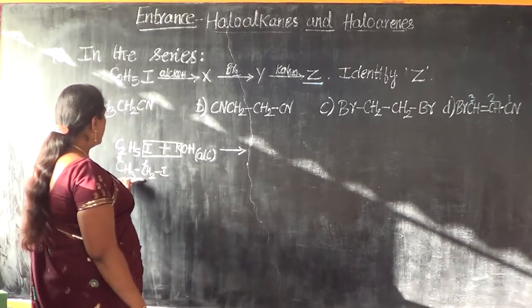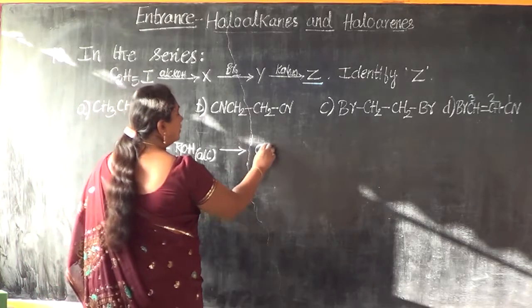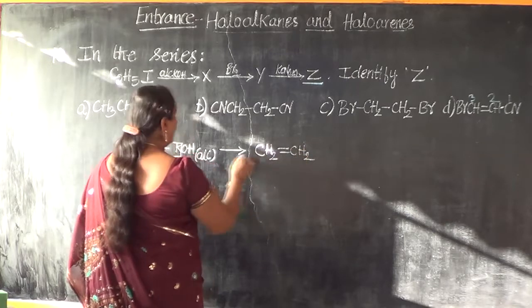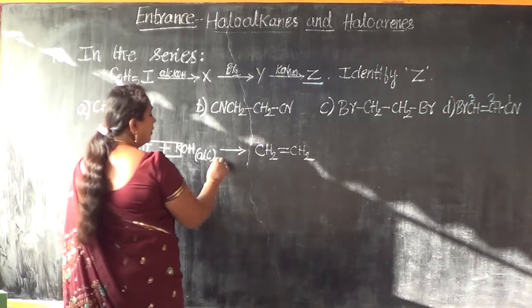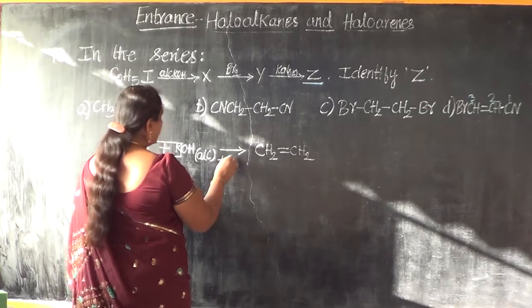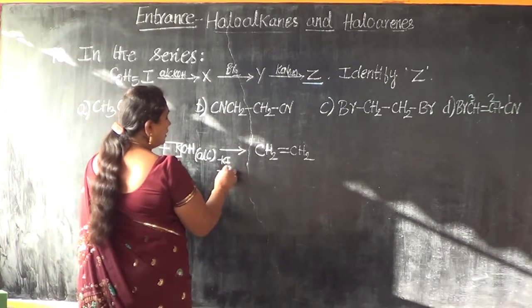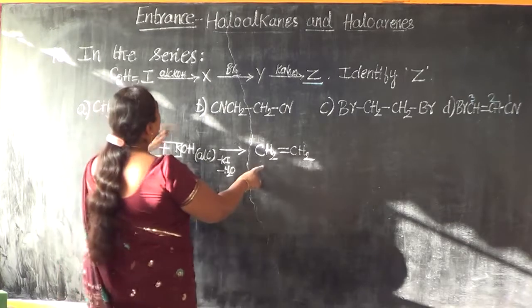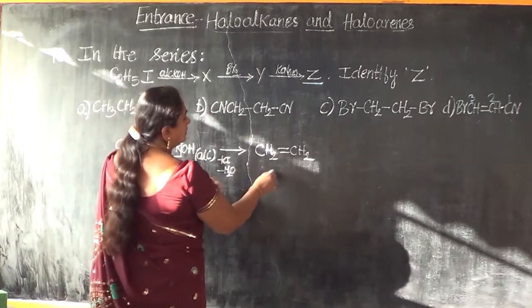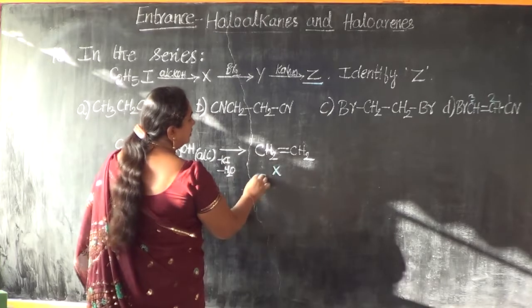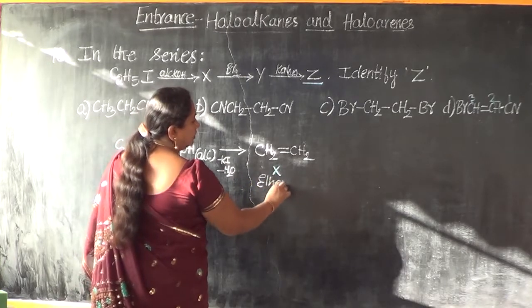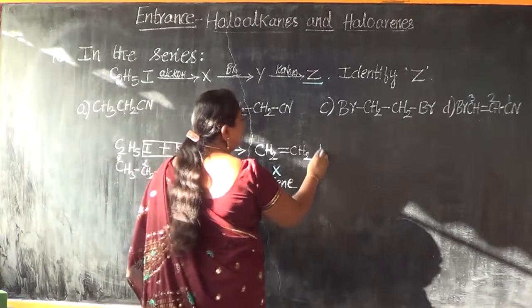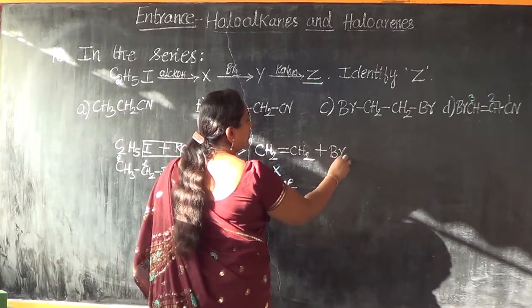So what's the first product we are going to obtain? CH2 double bond CH2. It is ethene. Along with this, what are the other products? It's going to be minus KI and then minus H2O. These are the additional products we get. So this will be our X. What is the name of X? Ethene, alkene or ethylene.